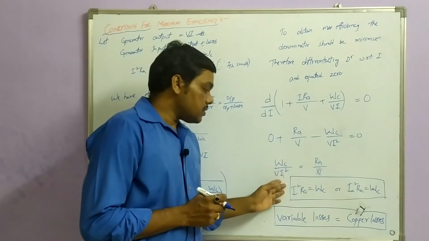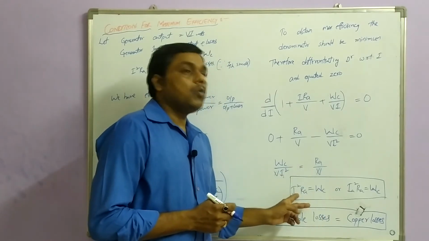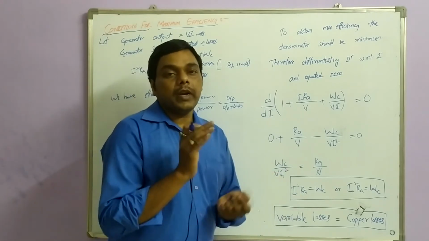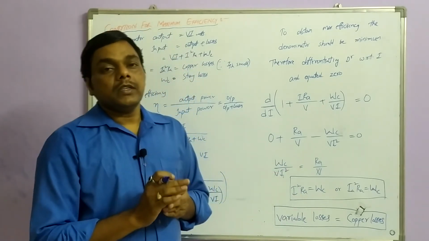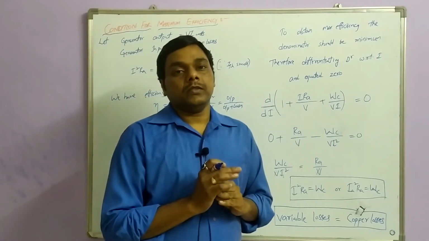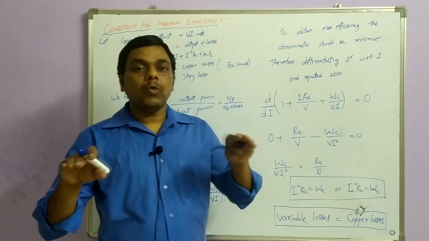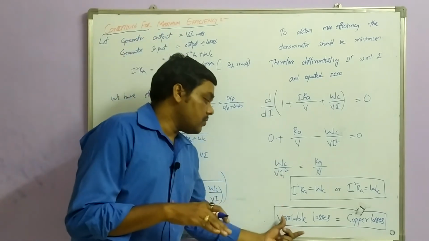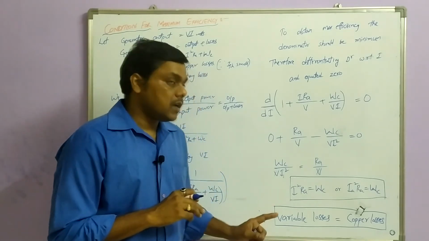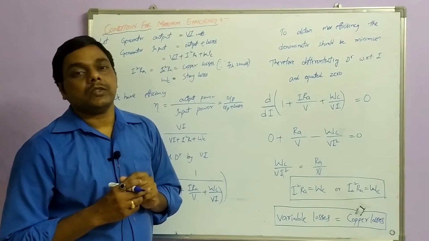Now what is this condition? Constant losses equal variable losses. While you are loading the generator, you get a point at which constant losses are equal to variable losses. Where constant losses equal variable losses, your efficiency is at its maximum. So this is the condition for maximum efficiency in DC machines.